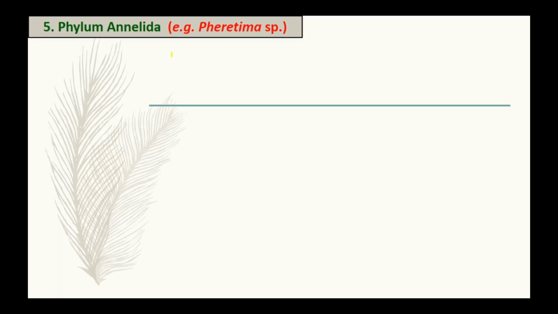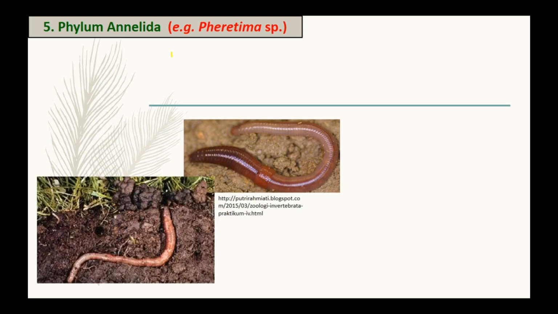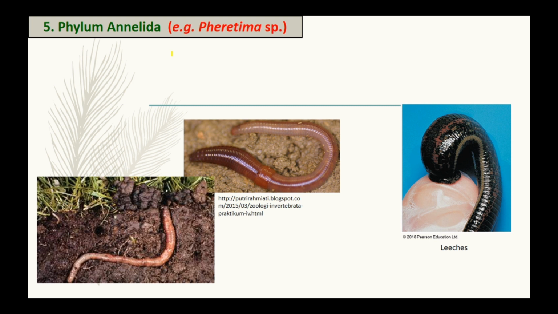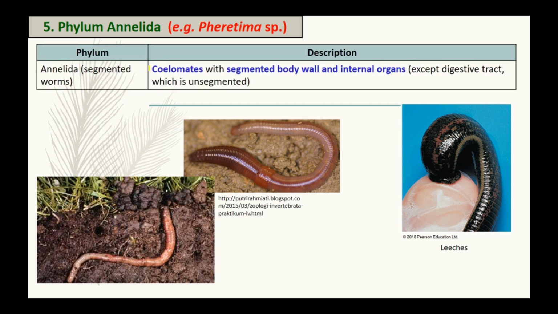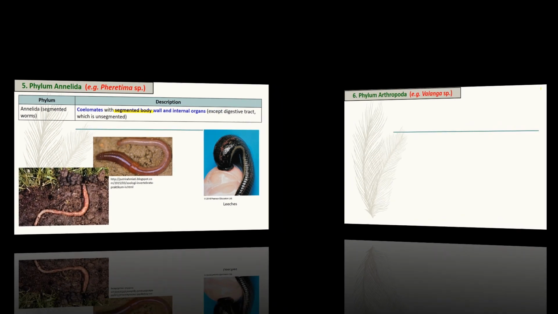The fifth phylum is Annelida. The main example is Pheretima sp, that is the earthworm. Other examples are leech and ragworm. The earthworm has a segmented body wall and internal organs. They have a true body cavity, that is coelom. Earthworms are important for soil aeration and soil fertility.